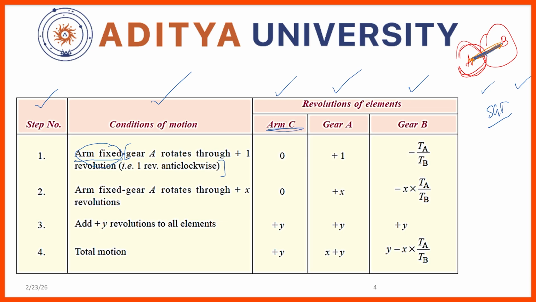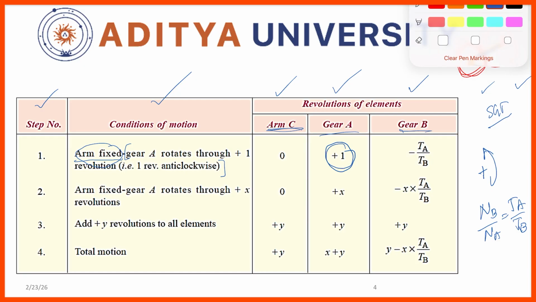So arm fixed, it is simply a simple gear train. So arm C. Now you need to make each and every column. How many components are there? First one is the arm, gear A, gear B. Only 3 components are there in your system. So gear A rotates through +1 revolution anti-clockwise. We are taking the notation anti-clockwise is plus. Now gear A +1, that means anti-clockwise. Automatically, due to the simple gear train analogy, gear B will rotate in clockwise direction where I need to put minus. So NB by NA is equal to TA by TB.